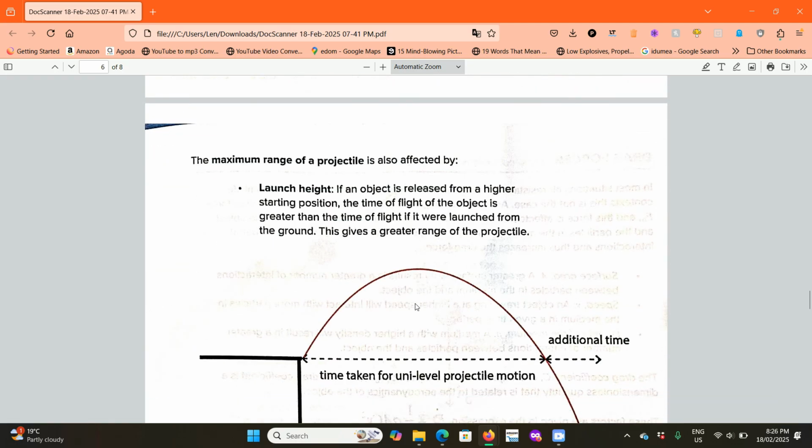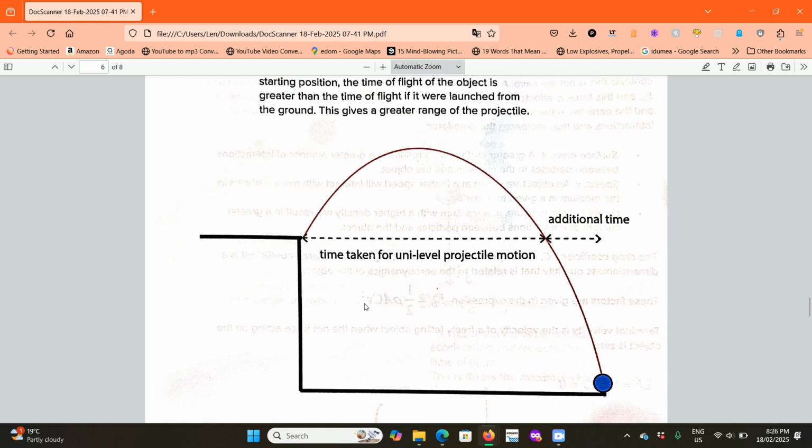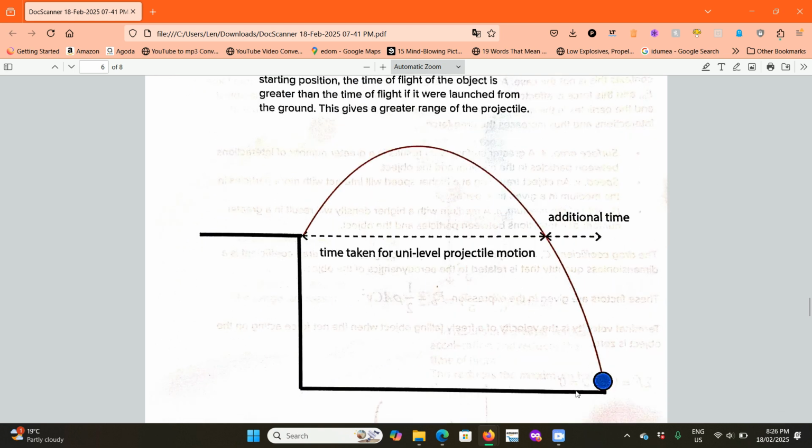Okay, so maximum range of a projectile is also affected by your launch height. Clearly, if you're launching something from up here and it is landing on a different level, it's going to go further because we have launch up, it goes. If it was going to be on the same level, it would finish here.